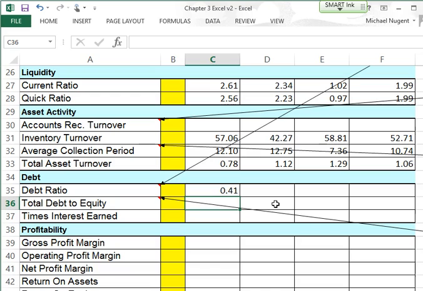0.41% of my assets are financed by debt. So for this particular ratio, the lower the number, the better, because it means that less of my assets are financed by debt. Some debt is okay. So in the simulation, don't be afraid to take on some long-term, short-term debt to get the money you need to grow your company.